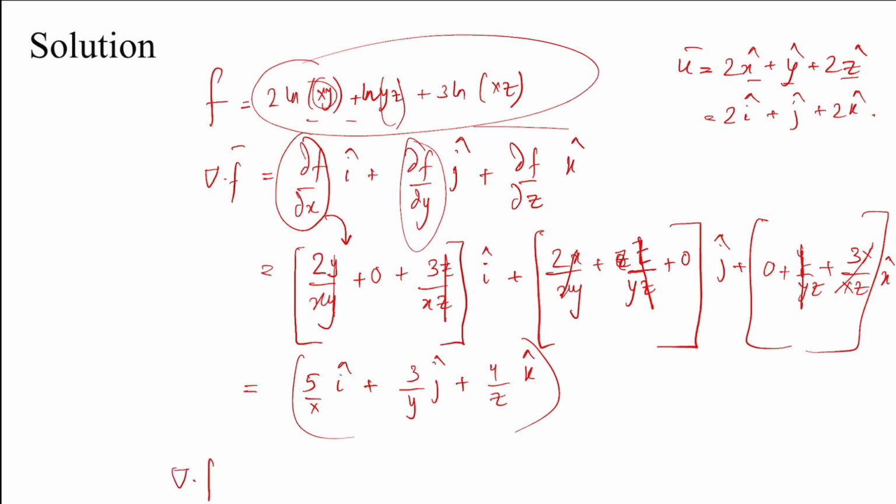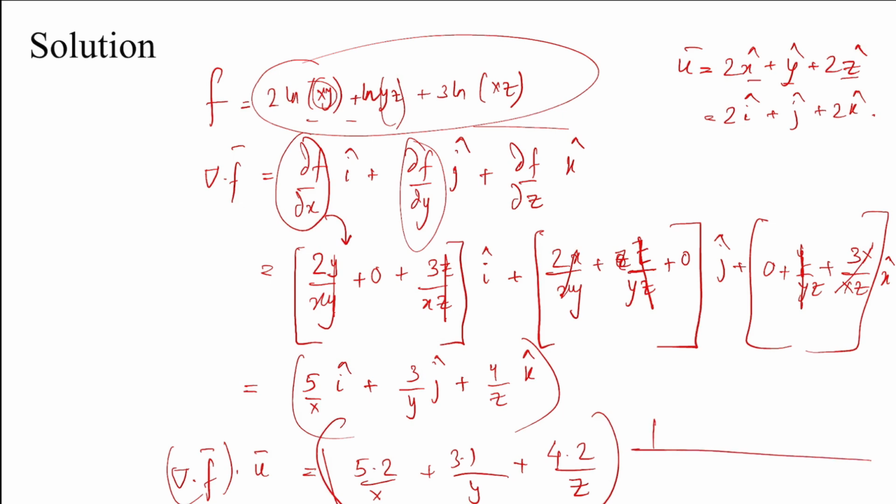Now find the directional derivative. We need to do the dot product. So we get 5 into 2 by x plus 3 into 1 by y plus 4 into 2 by z. But we need to divide by the magnitude of u, which is 3, at (1, 1, 1). So we get 1 by 3 and put 1, 1, 1 here. So 10 plus 3 plus 8 is 21, so it is 7. So 7 will be the answer.